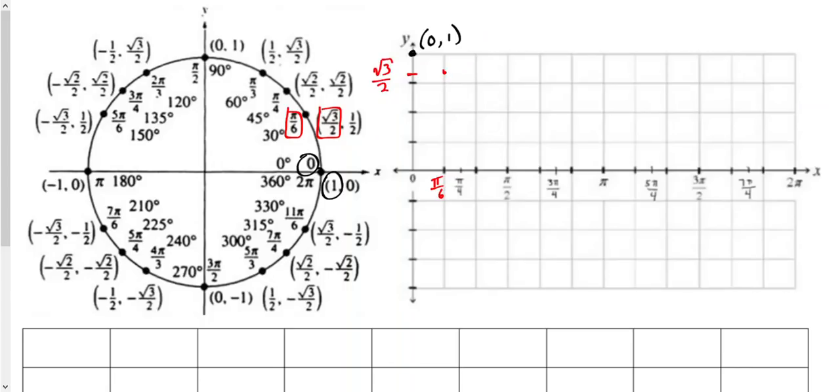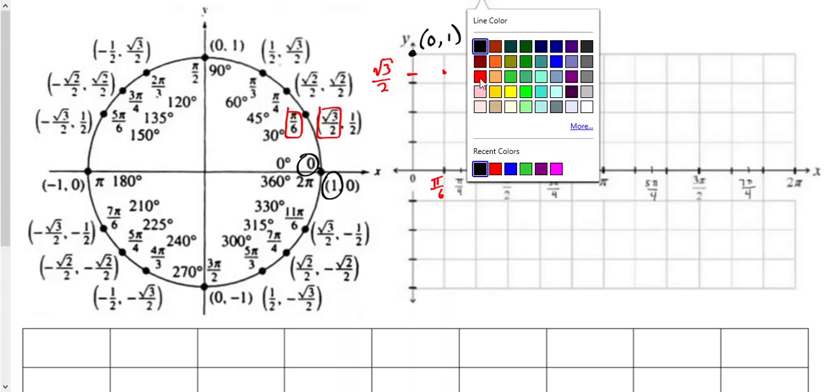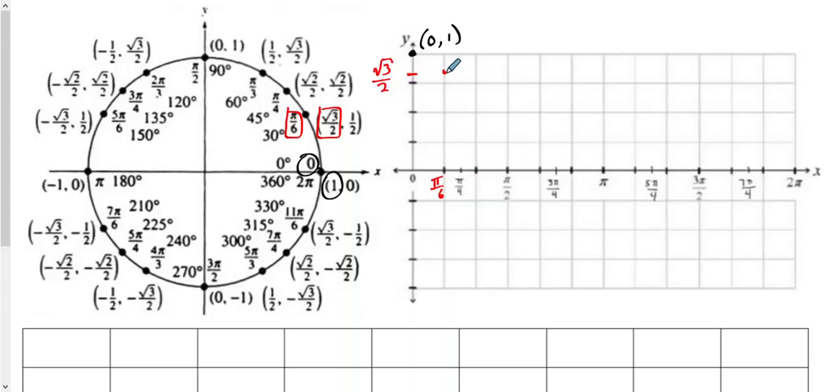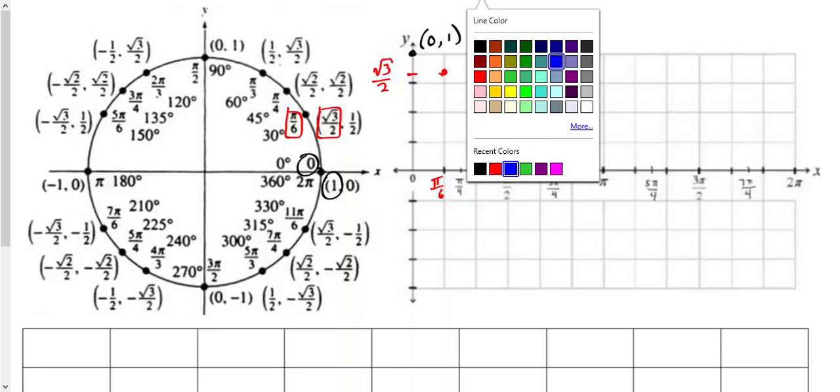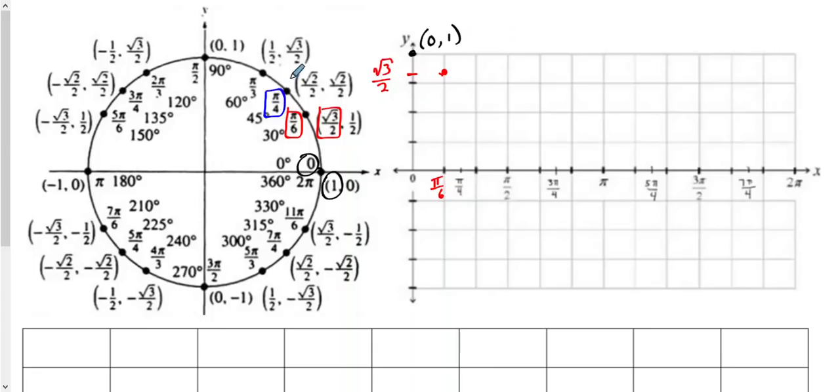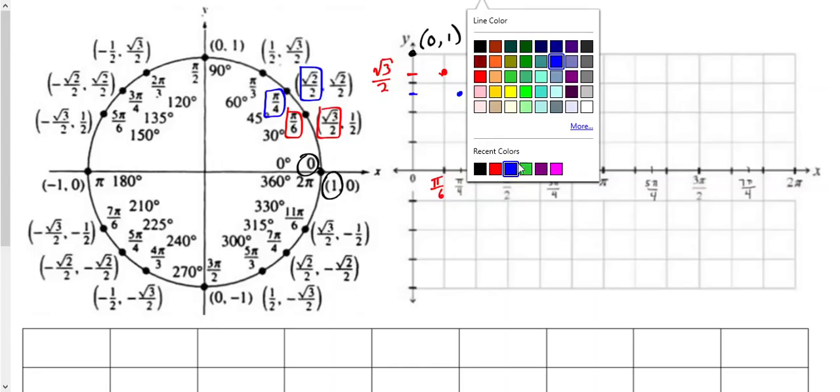There it is. Let me put it in black just so it matches. Actually, you know what? No, we're going to stand out. We're going to be different. This one's going to have colorful points. There we go. Next, at pi over 4, our x-coordinate is root 2 over 2. And root 2 over 2, I believe, was somewhere like right here. So at pi over 4, we will put our point there.